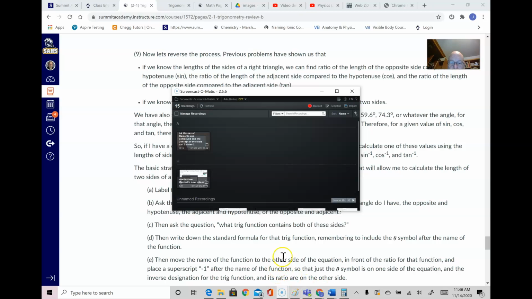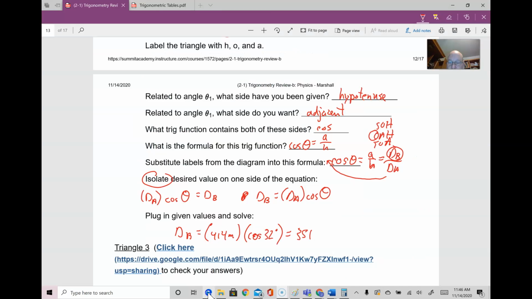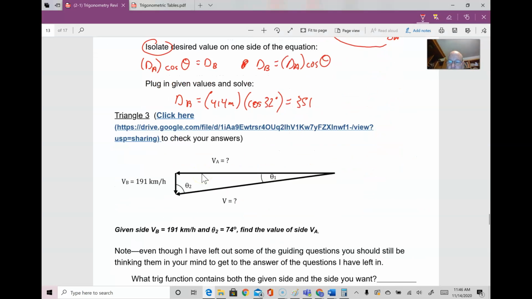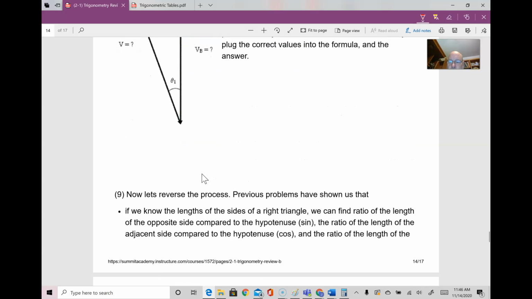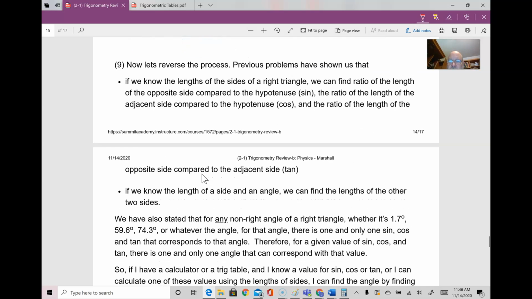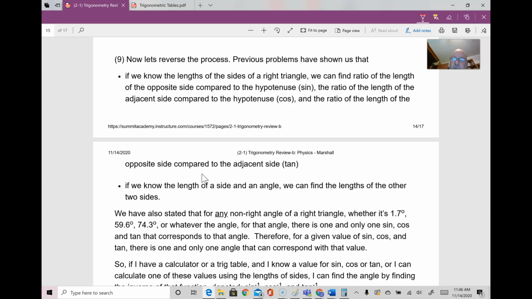Okay, so now we're gonna do this last exercise here, and we're going to reverse this process. So this is the class notes for this last process here. And I said let's reverse this process.